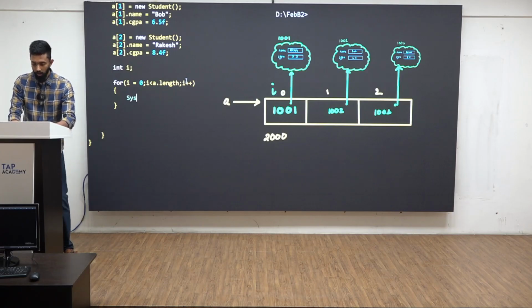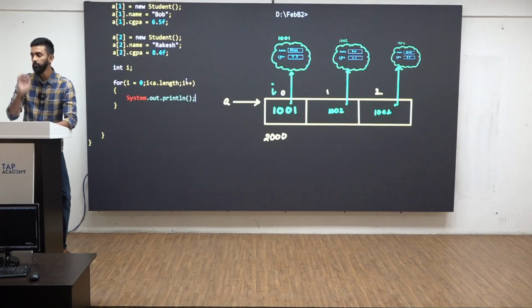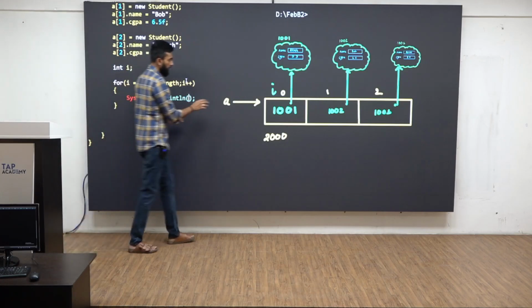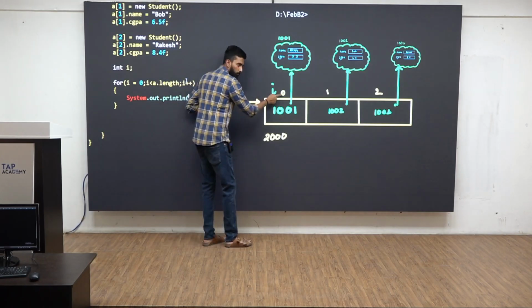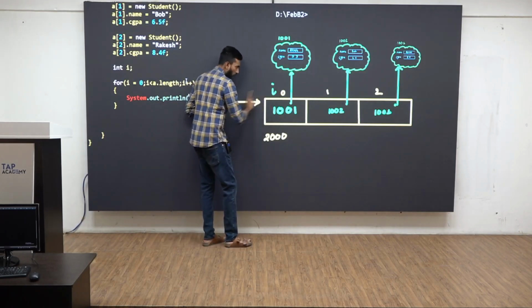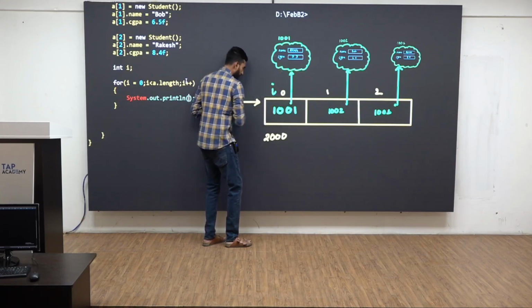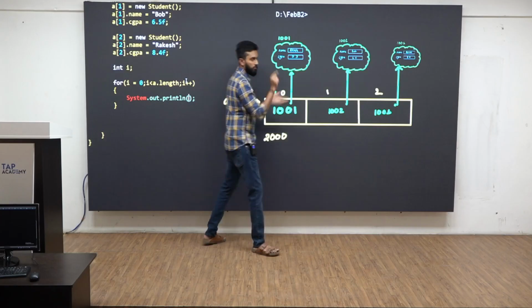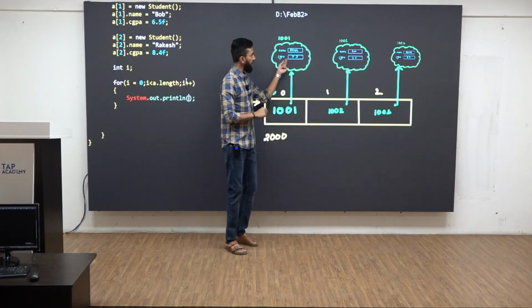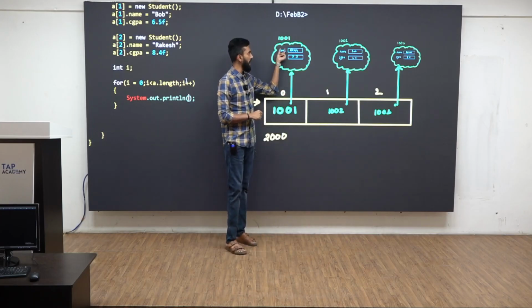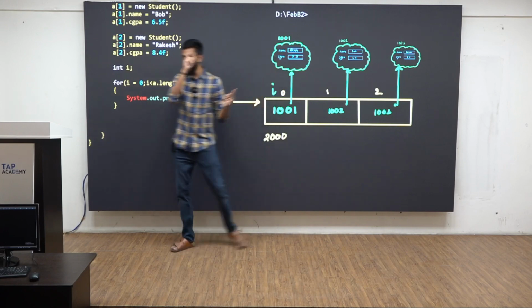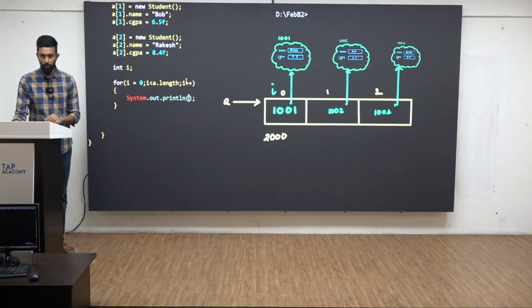I will now write System.out.println. And inside this I will go. Now observe carefully. a of 0, basically a of i, means I will reach here. How to go inside? a of i dot. Dot means you will go inside. Inside this there are two variables. Name is there, CGPA is there. I want to print name. Can you think of an answer? What should I type here?